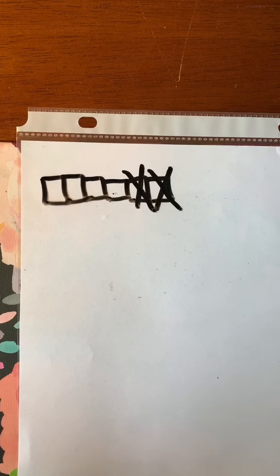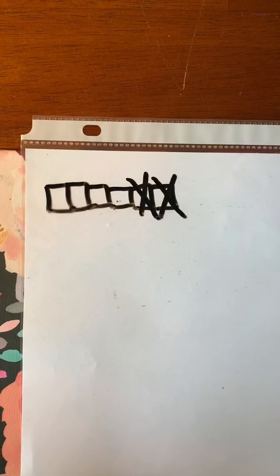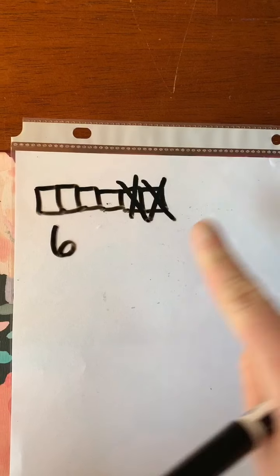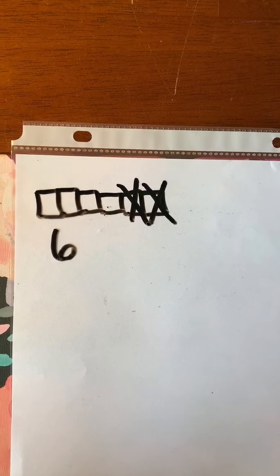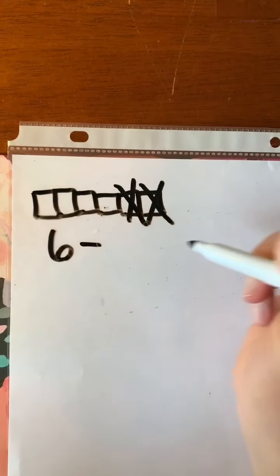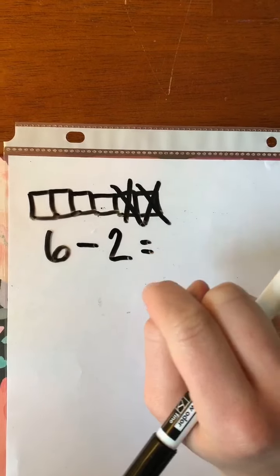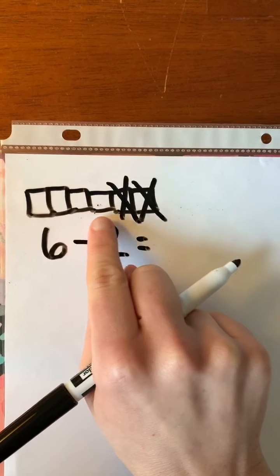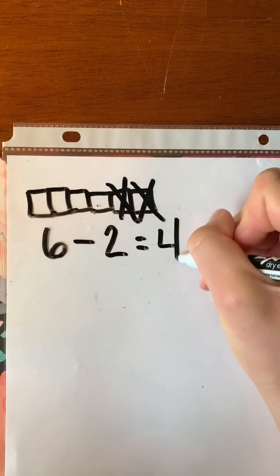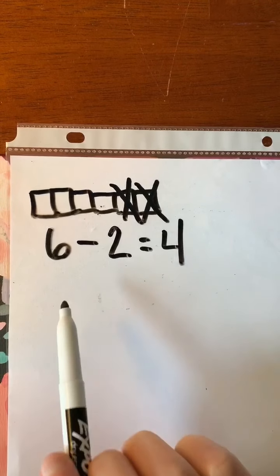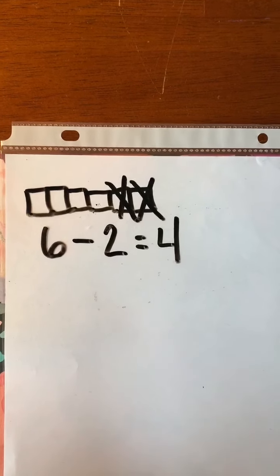Can we write a number sentence to match what we just did? Let's think about it. How many cubes did we start with? We started with 6. How many cubes did we take away? We took away 2, and we can show that by using the minus sign. So 6 take away 2 equals, how many cubes are we left with? 4. So we started with 6 cubes, we took away 2, and we're left with 4. So 6 take away 2 equals 4.